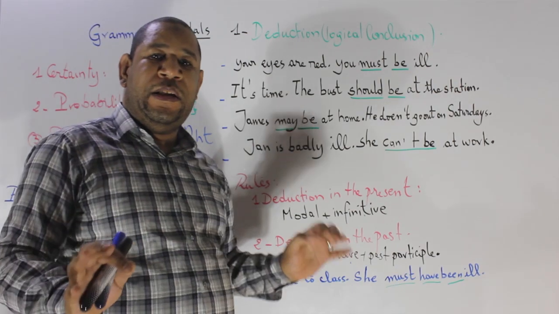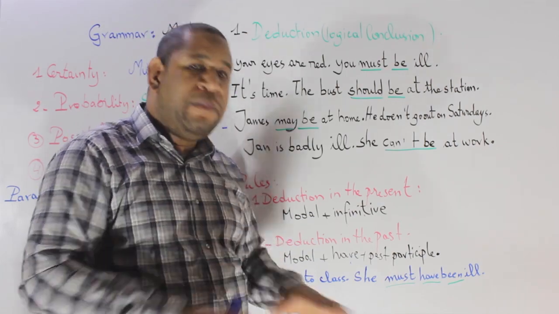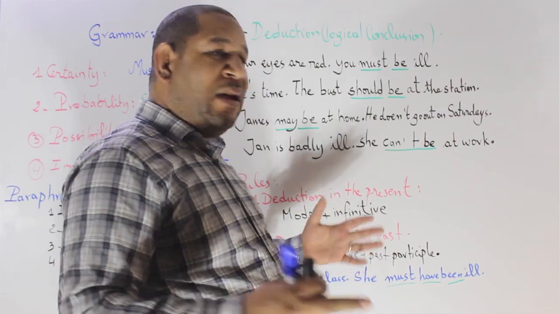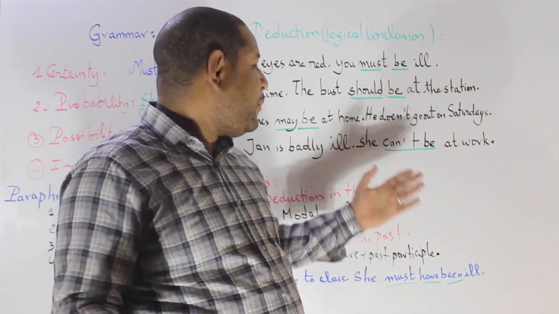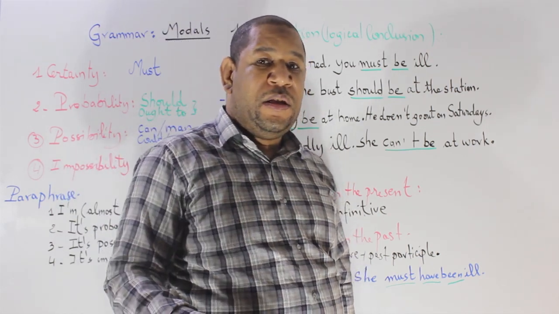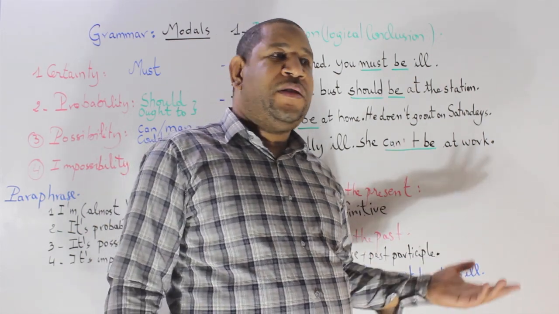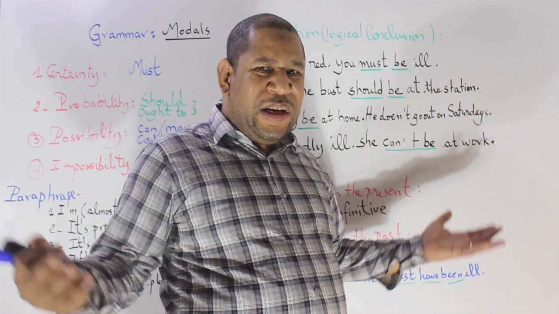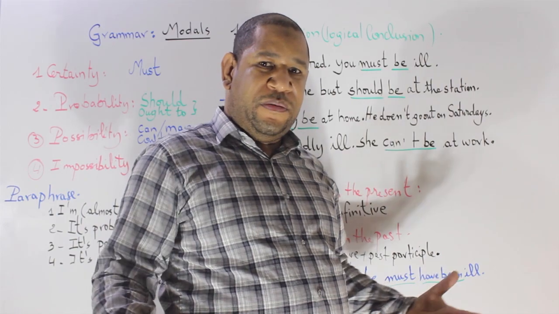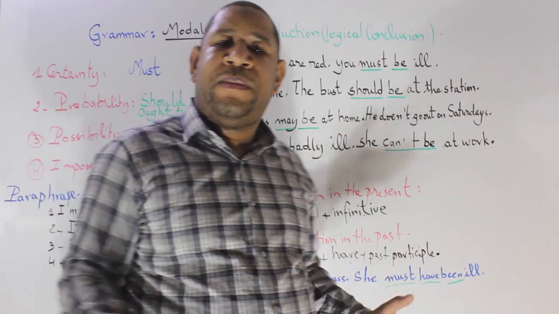Jane is badly ill. I went yesterday to the hospital and I saw Jane very badly ill. She is lying on her bed at a hospital, and I know that she is very badly ill. So she can't be at work. She can't be at work today. Okay? Maybe somebody asked me, did you meet Jane at work? I say, no, Jane can't be at work. She is very badly ill. Okay? It's from the information that I have, I say this. Okay? So these are different types of deduction.